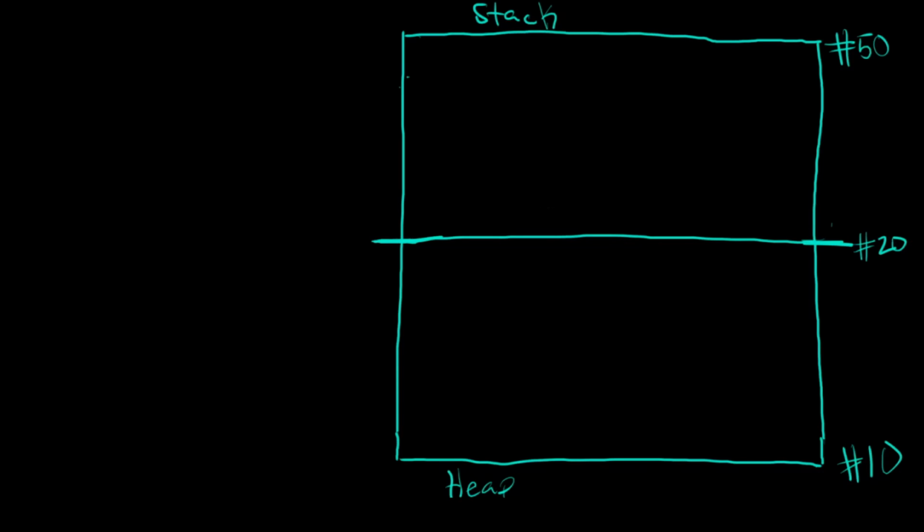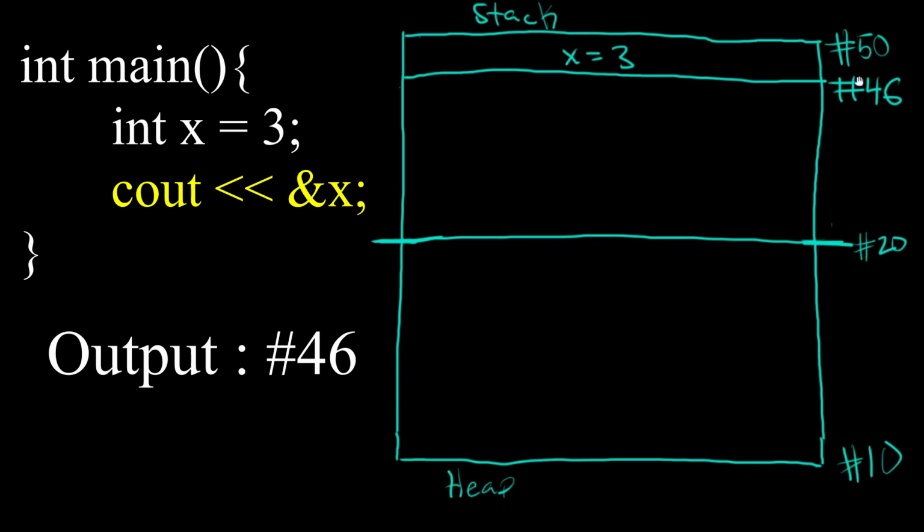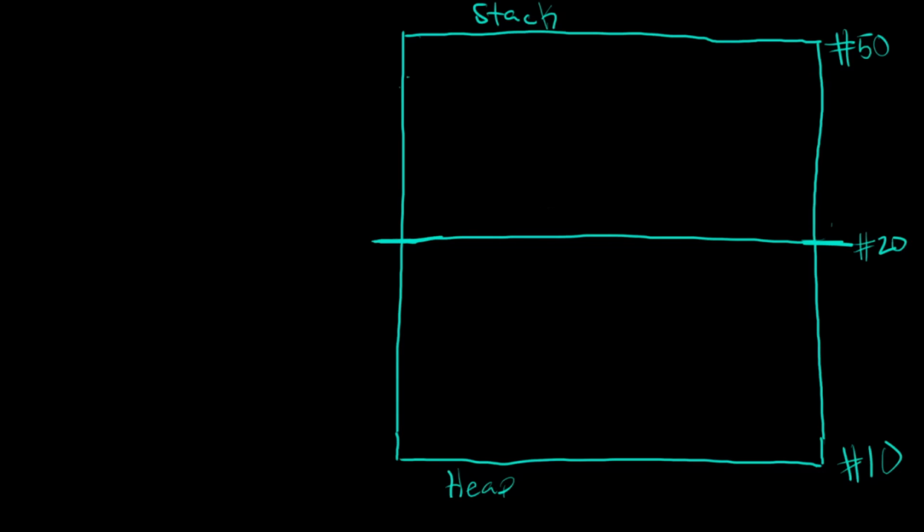Let's go ahead and see an example here. So in our main function, we initialize a variable of type int equal to the value 3. As we talked about in the last video, 32 bits are going to be allocated statically to this variable on the stack. So now x is in the stack, set to 3, and it takes up 4 bytes because it's of type int, so it goes to 46. So now, what's going to happen when we call the address-of operator on x, it's going to print out our 46 here.